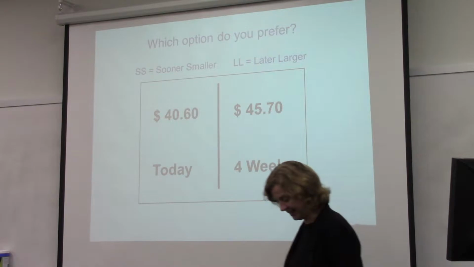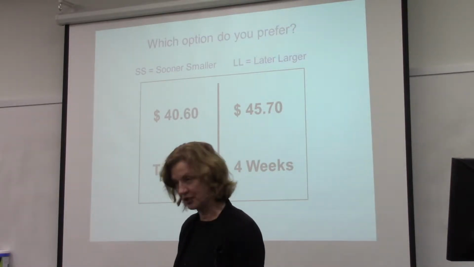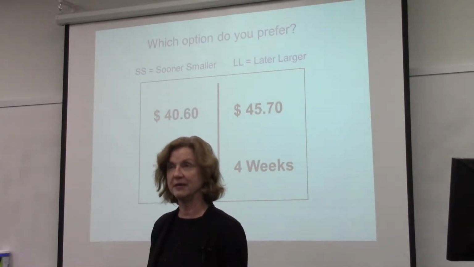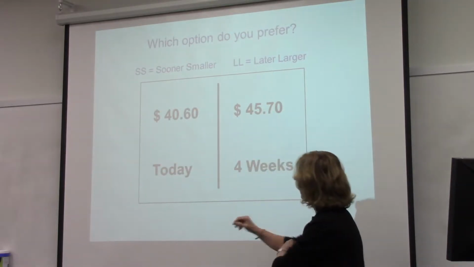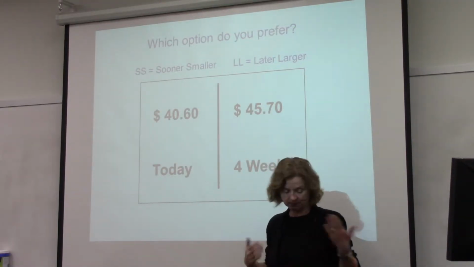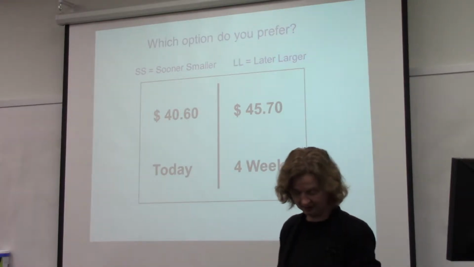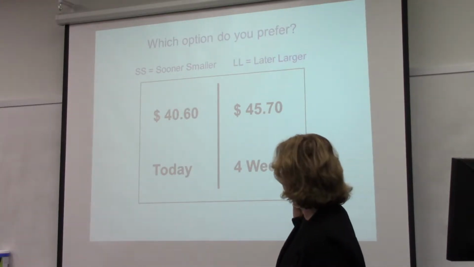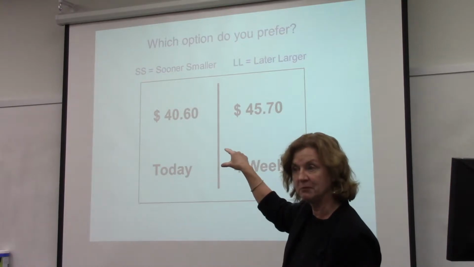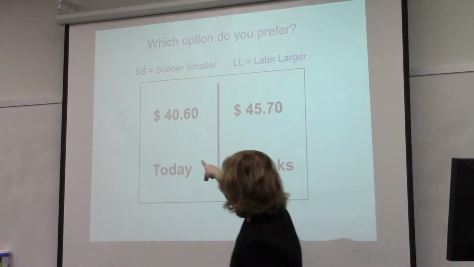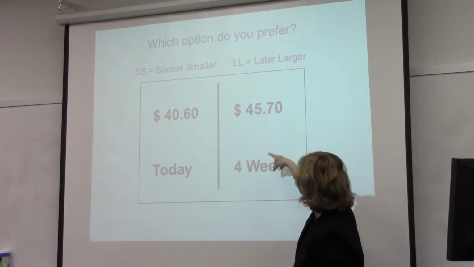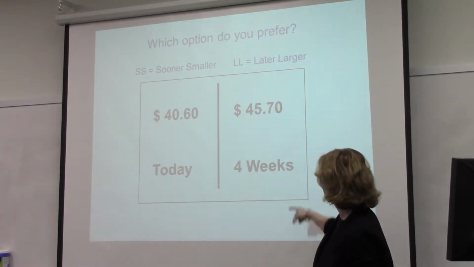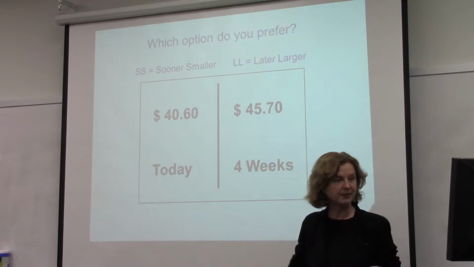Let's see if we can test the psychological process assumptions that query theory makes in this context. This is a typical setup in the lab, boiling it down to its most basic components. There's some reward that you can get today immediately, the sooner smaller option, or something that you can get later, but it's larger. So $45.70, but you have to wait 4 weeks for that to happen.